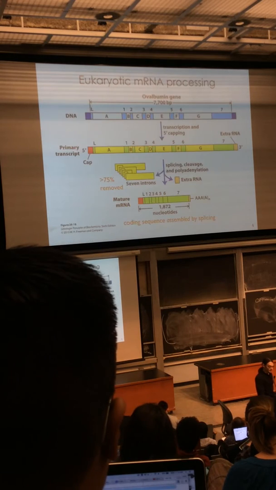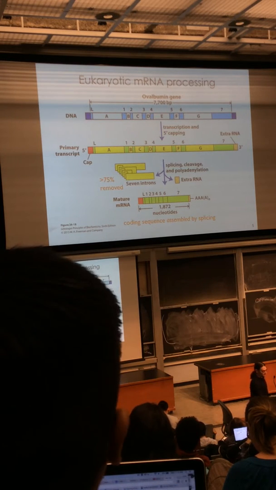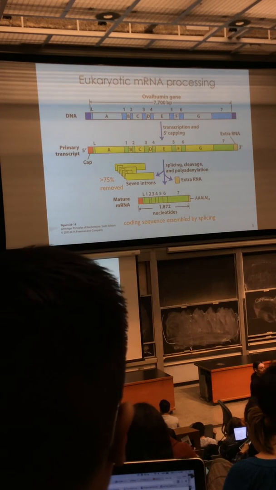By contrast, eukaryotic mRNAs are processed extensively. And of course, eukaryotes are characterized by the fact they have a nucleus where all this RNA processing can happen before the RNA is exported and potentially translated in the cytoplasm.